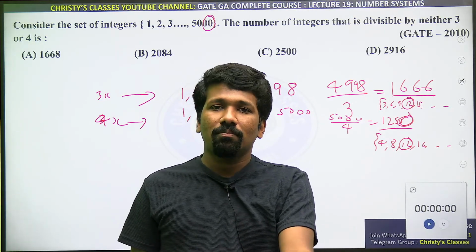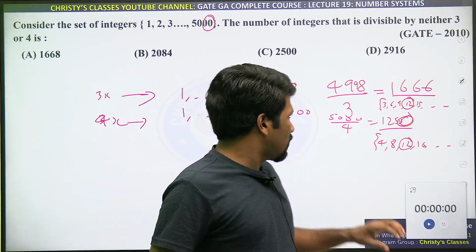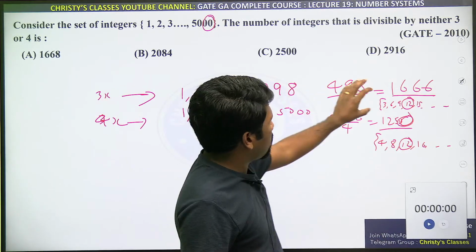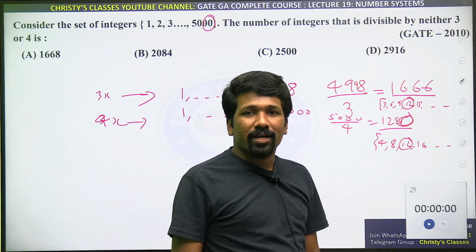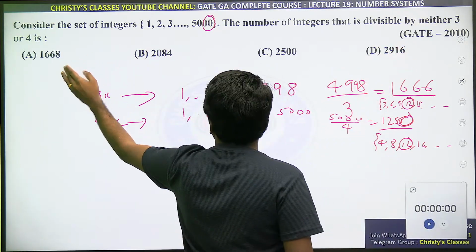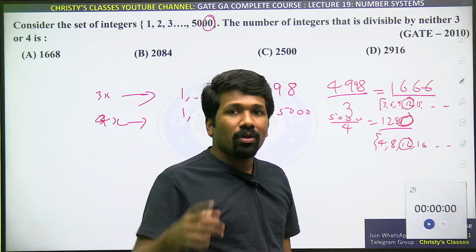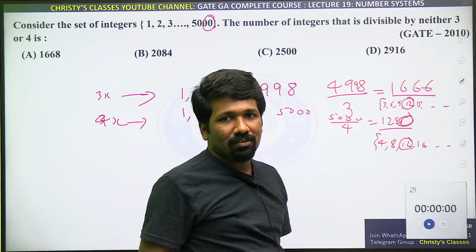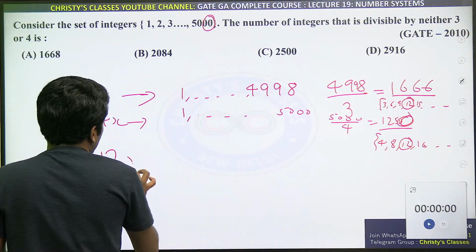n of A union B is n of A plus n of B minus n of A intersection B. All multiples of 3, all multiples of 4, minus multiples of 3 and 4 subtract करना है ना. Then only we will get either multiple of 3 or multiple of 4. That if you subtract from 5000, we will get the answer. So now we will find multiples of 12.